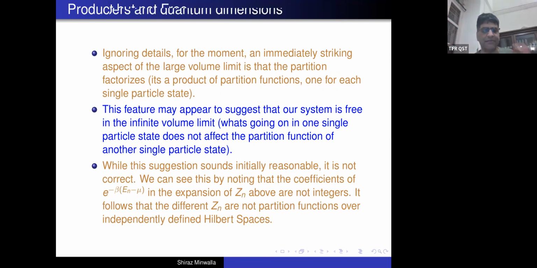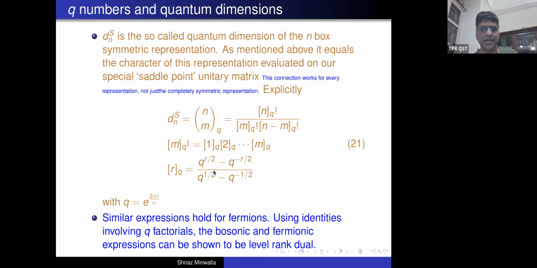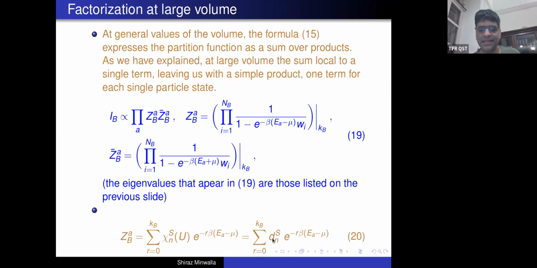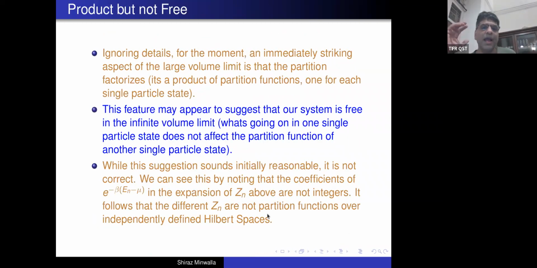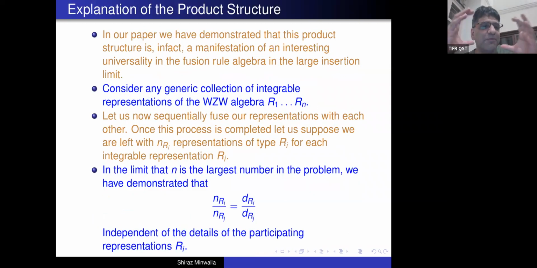One way of convincing yourself of this is to notice that these d_{n,s} that appear in this expansion here are, by the way, also the quantum dimensions of the representation with n boxes symmetric, for those of you familiar with that. These d_{n,s} are not integers. So clearly this is not a good partition function over a real Hilbert space. Okay, I'm going to explain to you what is actually going on.